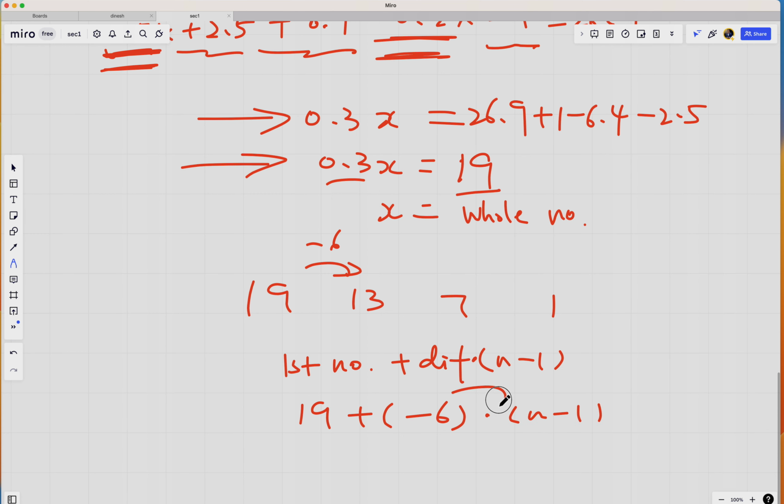Of course you need to open the bracket. Don't do the plus first, do the times first. So the underline is 25 minus 6n. Then after that you just put in the number.